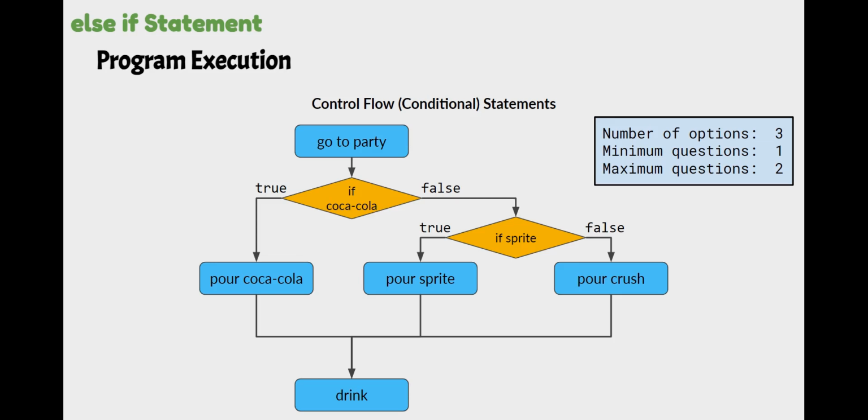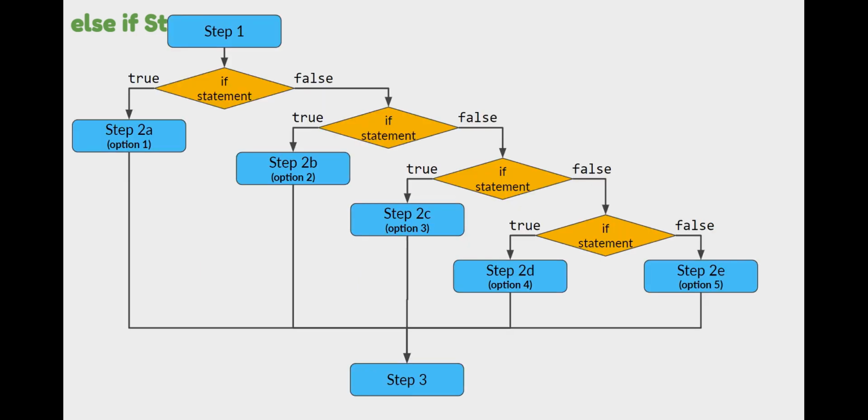From our party example, step 1, you go to the party. If you want Coca-Cola, then you pour Coca-Cola and you go back to the party drinking your pop. If you did not want Coca-Cola, the next question is if you want Sprite. If you want Sprite, pour the Sprite, go back to the party. If you didn't want Sprite, then you pour the Orange Crush, and then you go back to the party. Now, with the else if statement, we can ask as many if statements as we need.